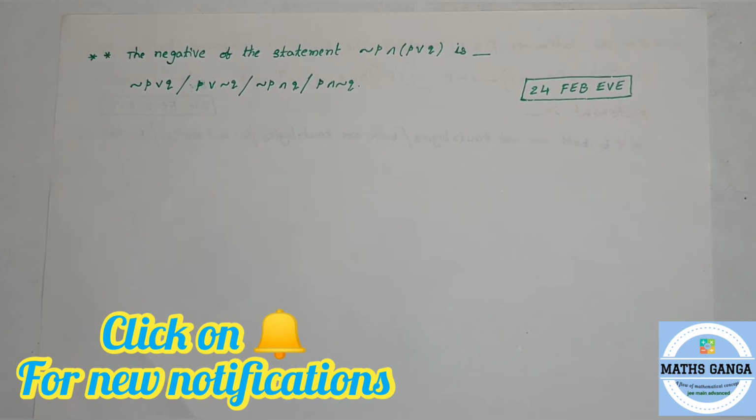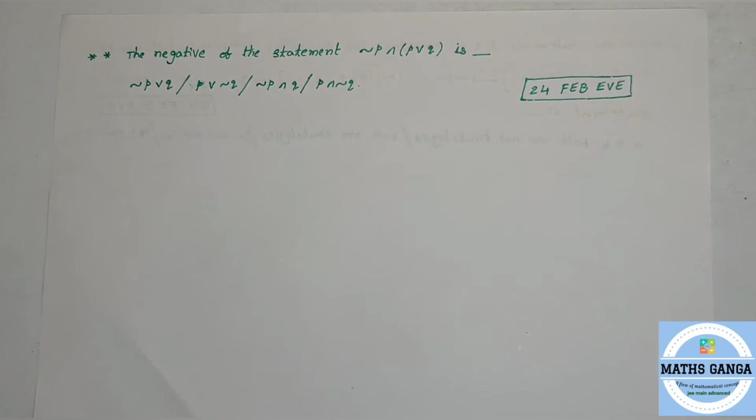And this question is from the 24th February evening session paper, from statements. Look at the problem. The negative of this statement, negation P implies P or Q, right? As we discussed in the first question, my idea is converting the given problem from statements to sets, and then I will simplify it using the laws of sets. Here negation of P and P or Q is given.